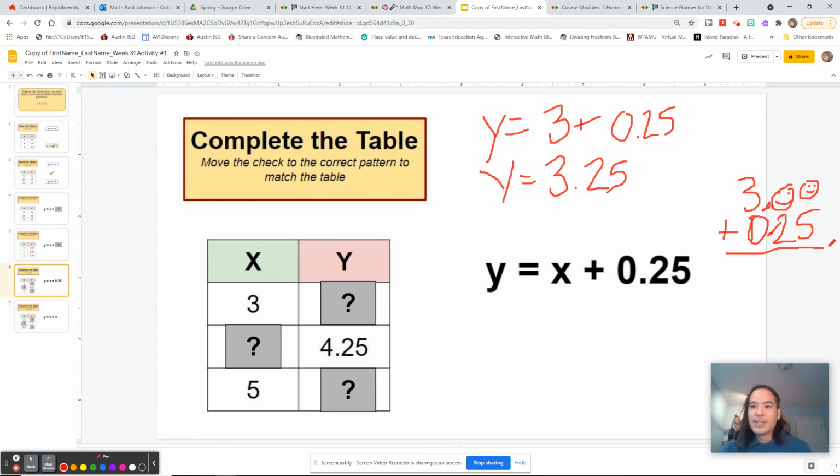All right, but as you can see, you line up your decimal points, you line up your place values, and then that way it's easier to add.